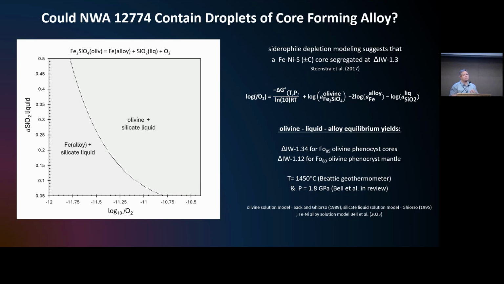And if you use a slightly more ferroan olivine composition, that goes up to about IW minus 1.1, 1.2. These are in really good agreement with the Steenstra data. So this maybe does suggest that these really are remnants of what was a core forming alloy.